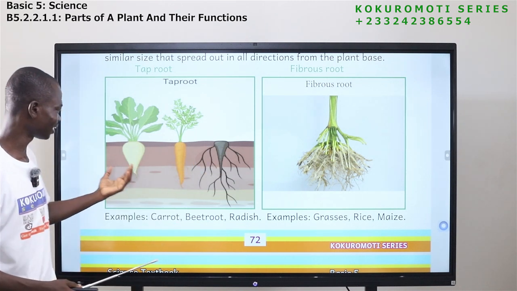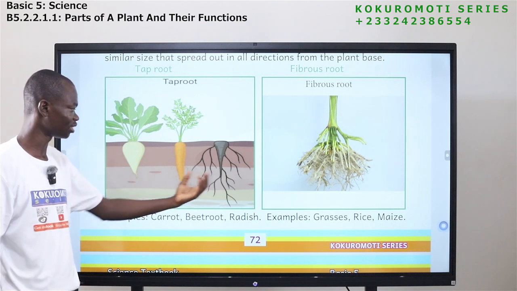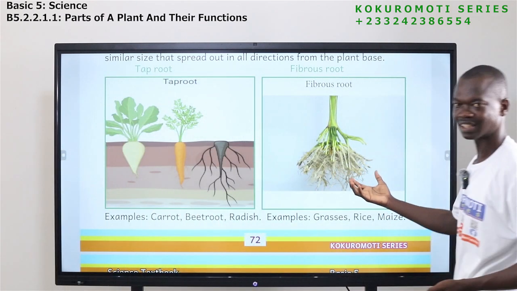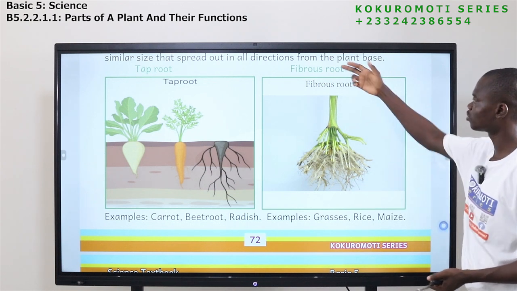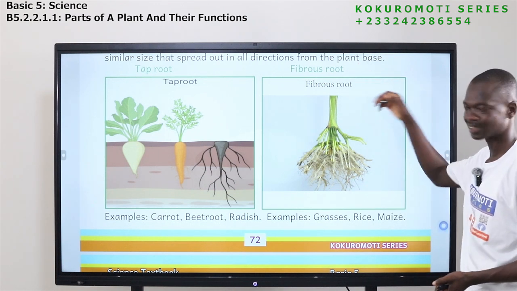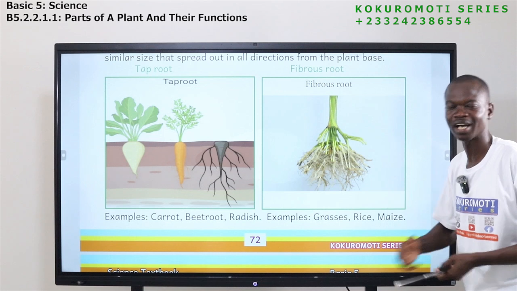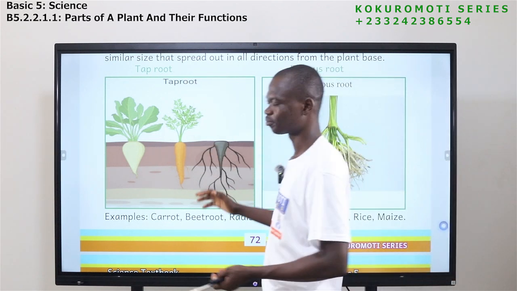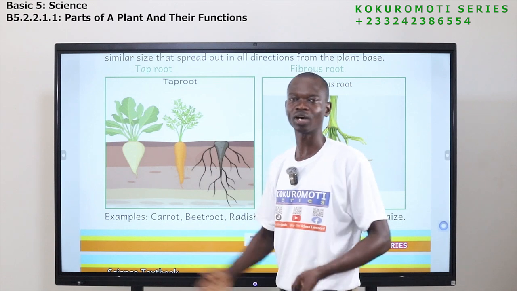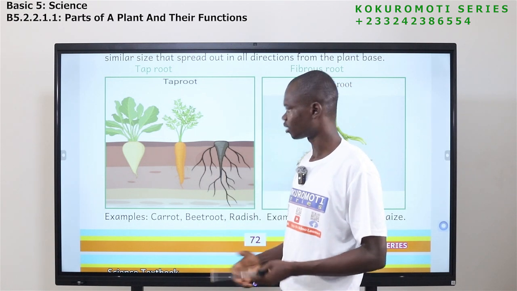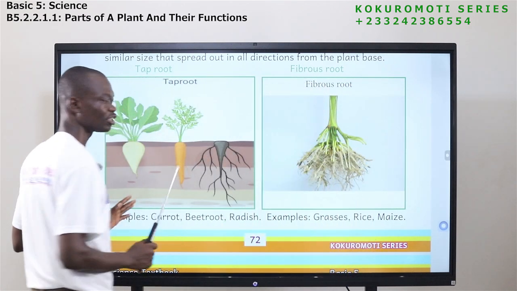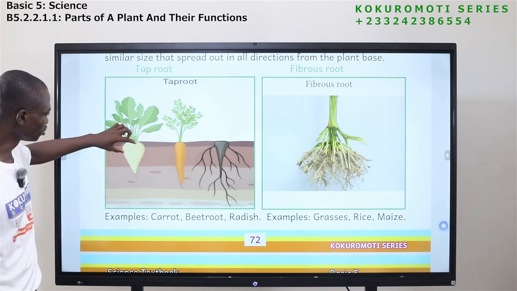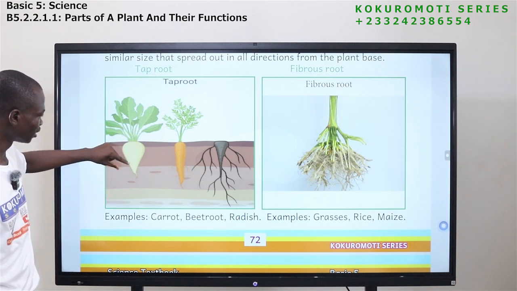Look at this. It doesn't have many roots. This doesn't have many roots. This doesn't have many roots. But when you come here, look at the number of roots that we have here. So fibrous root system has many what? Roots. But tap root system doesn't have many what? Roots. Okay.